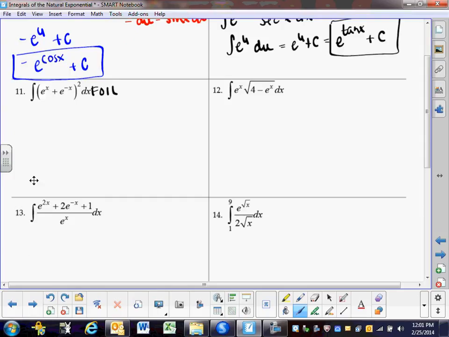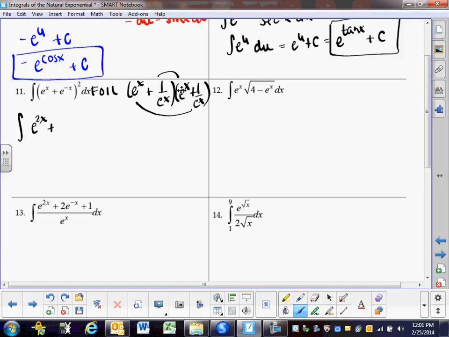For number 11, we're going to want to FOIL this out. We cannot let the inside part be u, because we don't have a du on the outside. There's no derivative of e on the outside. So I would rewrite this, however, as e to the x plus 1 over e to the x times e to the x plus 1 over e to the x. So we're less likely to make a mistake. That means the first term is e to the x times e to the x, which is e squared to the x. So we're not squaring the x. We're squaring the e. It's e times e raised to the x.